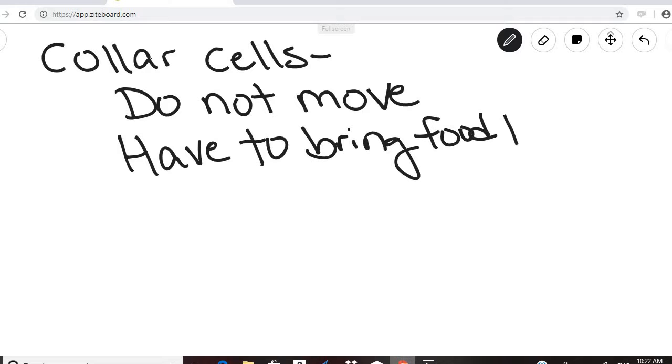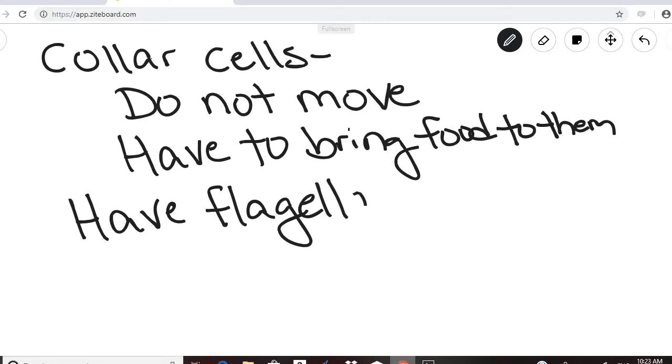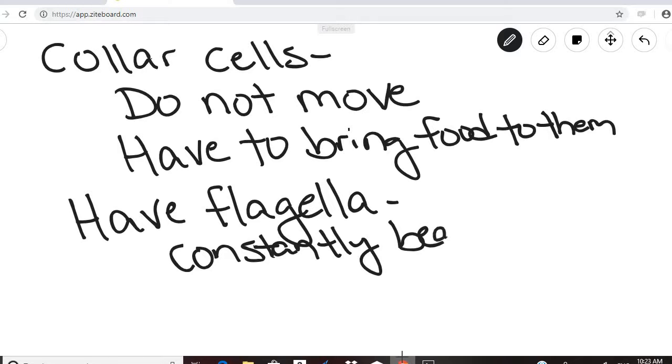So the collar cells are a type of cells that have flagella. And what happens is the flagella are constantly beating the water, and by doing so, they are pulling the water into themselves, and then they can extract the food, whether it be algae or bacteria or plankton, from the water that they have pulled into themselves by these constantly beating flagella. So the collar cells are very important for the feeding habits of a sponge.